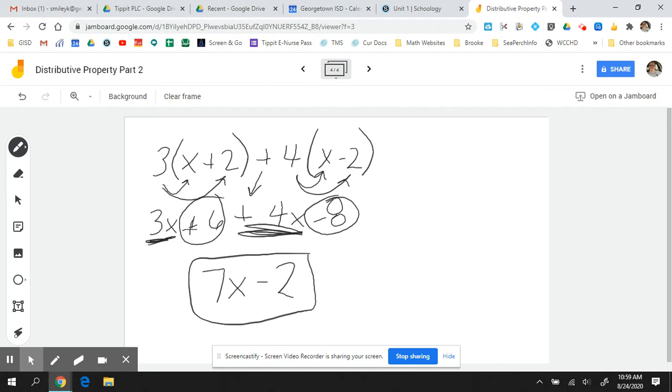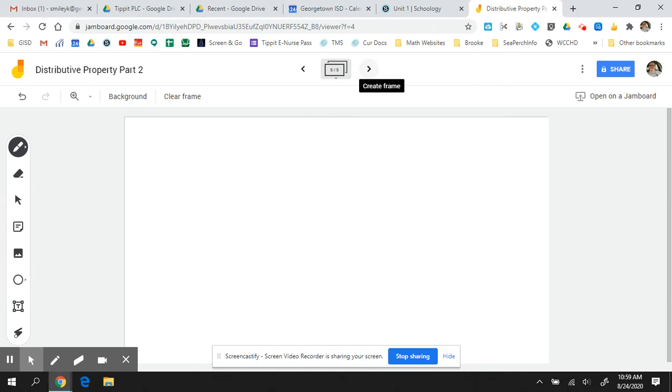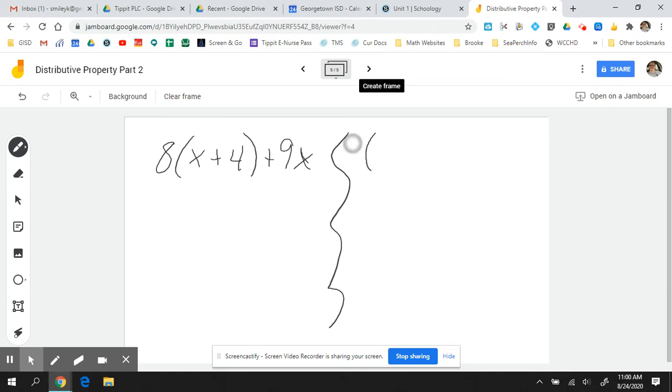I'm going to give you a couple of problems, and then you try to do them on your own and pause it, and then we'll come back and I'll show you how to work them. So the first problem is 8 times (x plus 4) plus 9x. And then the second problem is going to be 7 times (x minus 3) minus 2x. Try those, pause it, come back, and we'll rework them.